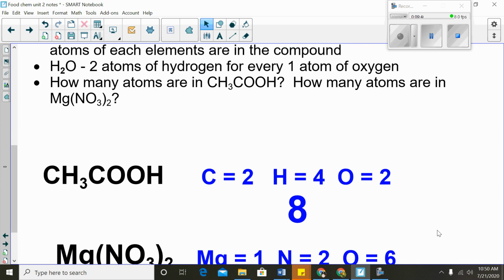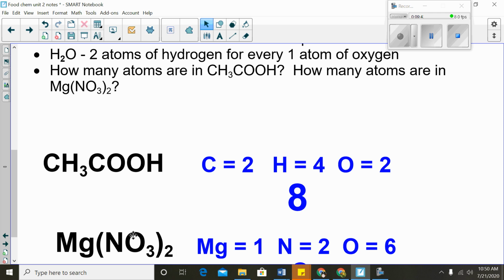Now how about Mg(NO3)2? For Mg, I have 1. Now I have nitrogen, which is in a parentheses, and there's a 2 on the outside. So this 2 distributes, which means you multiply it by each of the elements in the parentheses. It is not distributed to the Mg, just to what's in the parentheses. So nitrogens, I have 2. And then oxygen, I have 3, and there's 2 on the outside, so that's 3 times 2 makes 6.